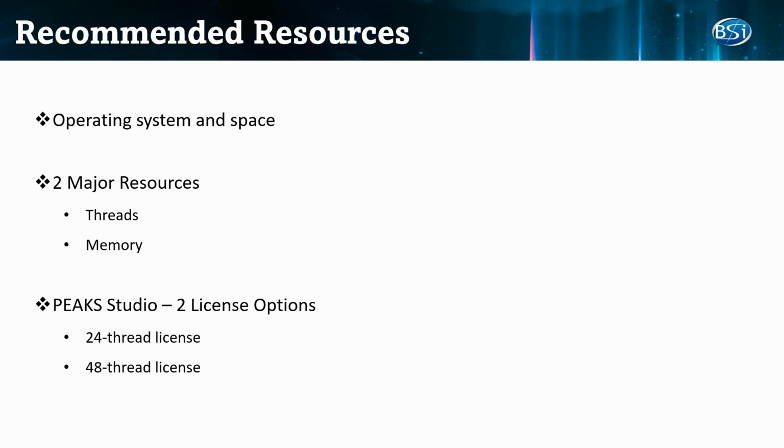The two major computer resources that impact Peaks performance are threads and memory. There are two license options for Peaks Studio, a 24-thread and a 48-thread license. These licenses indicate the maximum number of threads which can be allocated to Peaks.